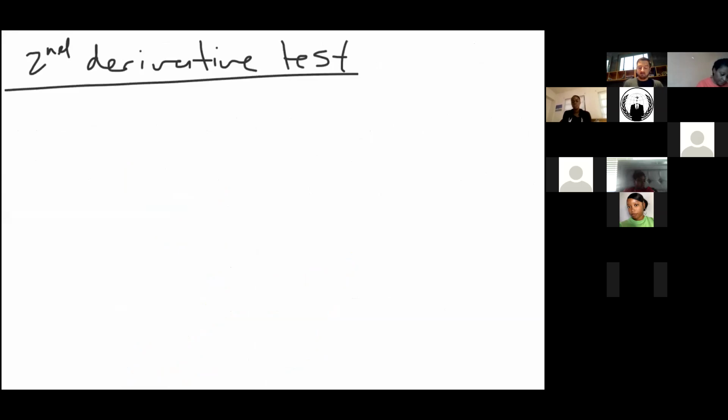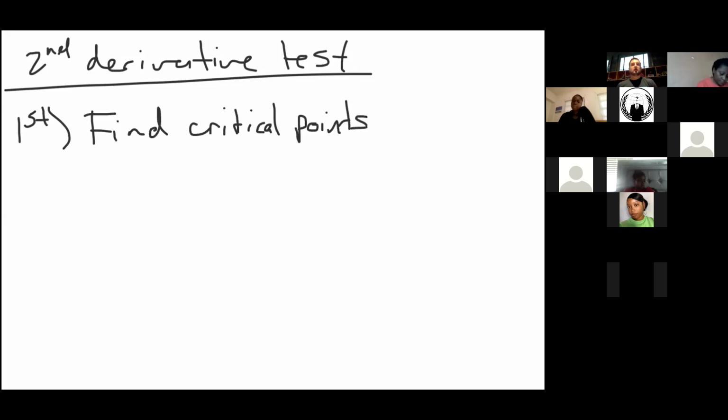For the second derivative test, the first step is always still to find critical points. Even if we're going to use the first derivative test or the second derivative test, that is where my relative maxes or relative mins will occur. No ifs, ands, or buts. So always take the first derivative and set it equal to 0. But then the second thing I do is find the second derivative.